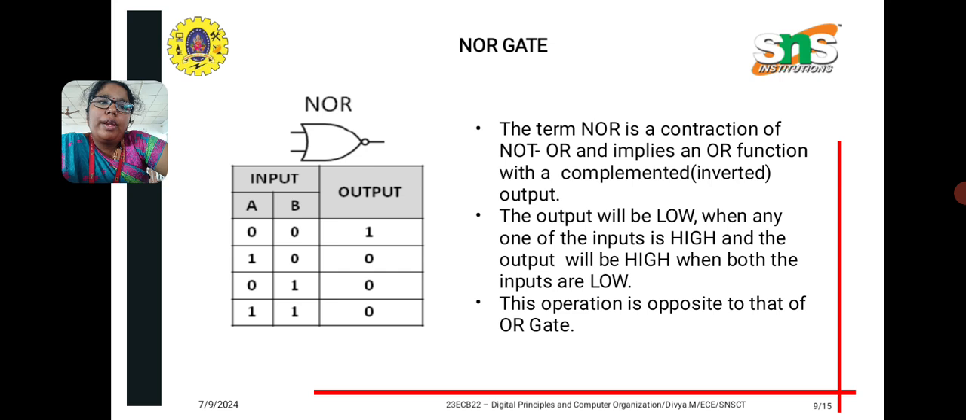Next one is the NOR gate. The term NOR is a contraction of NOT OR and implies an OR function with a complemented output. The output will be low when any input is high, and the output will be high when both inputs are low. This operation is just opposite to that of the OR gate. In the OR gate, if any input is high, the output is high. But in the NOR gate, if any input is high, the output will be 0. If both inputs are low, the output will be high.